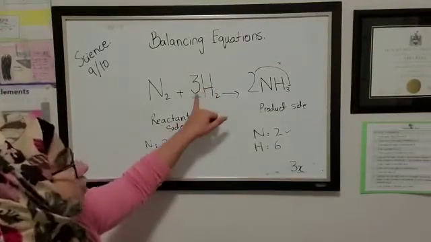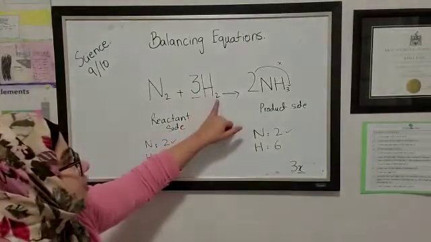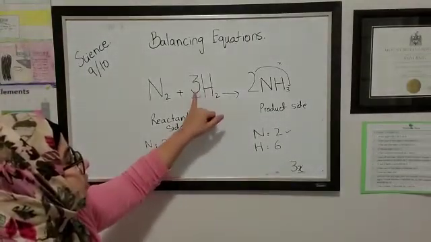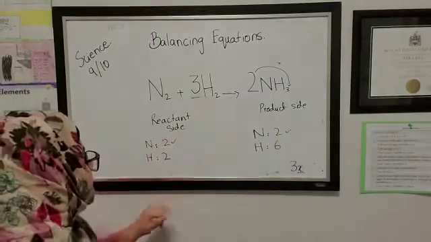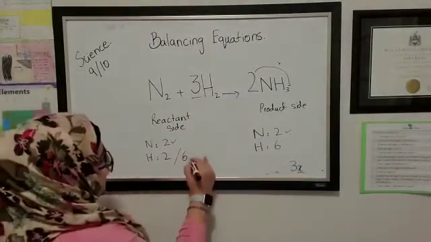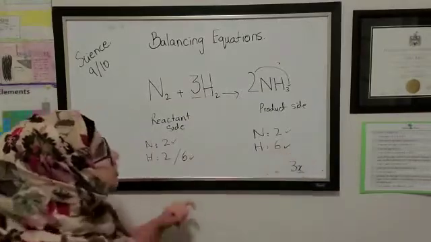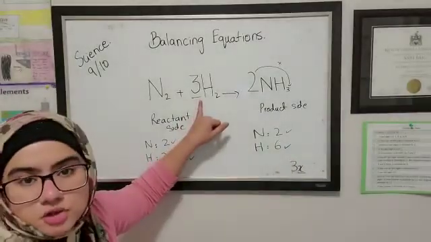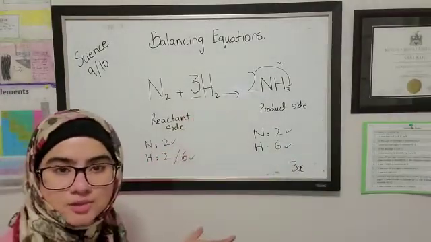If we add 3 molecules over here, so 3 times 2 makes 6. So I'm just writing it down, 6. Now our hydrogen is also balanced. Just by adding 3 as a coefficient over here, your equation is balanced.